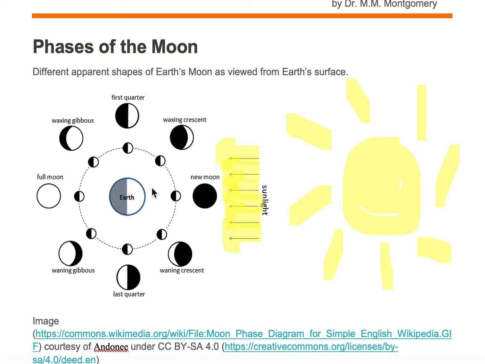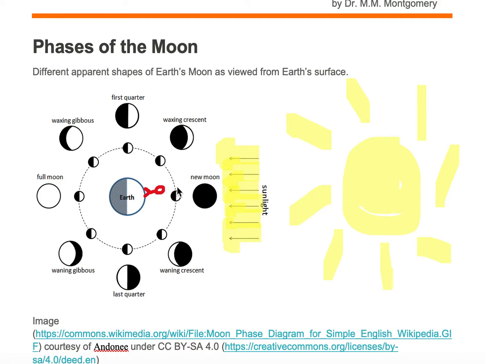And so if we were standing on the Earth, let's say it's noon, and we looked up in the sky, we would see the dark side of the moon, which is the side facing us. That hemisphere is completely dark, and we would see this image of a black circle in the sky, which is called a new moon.